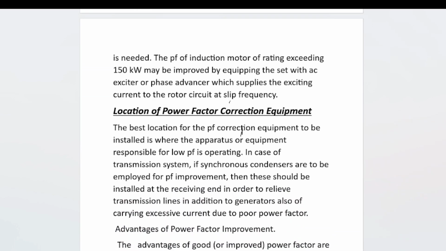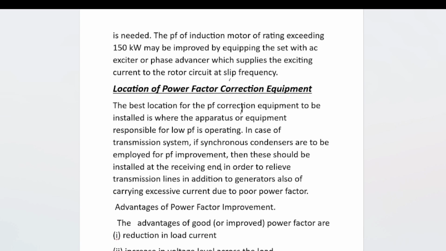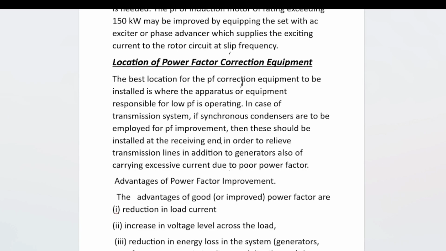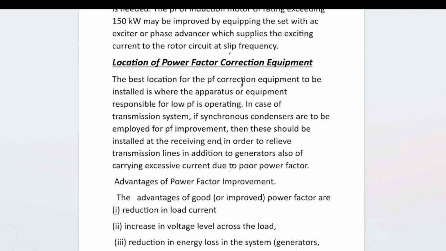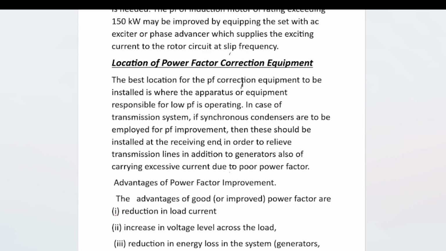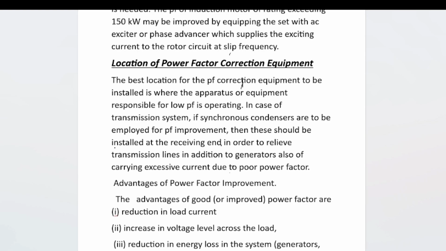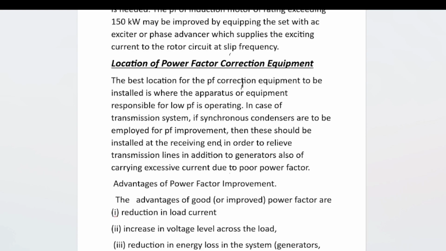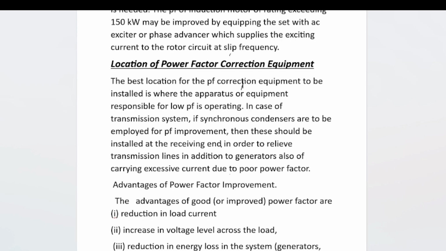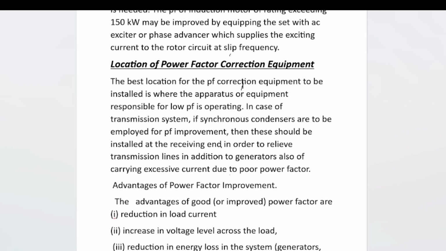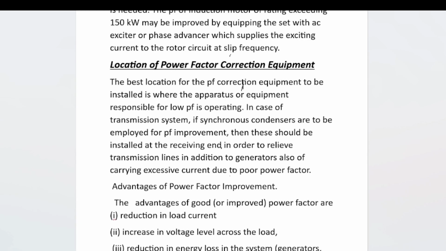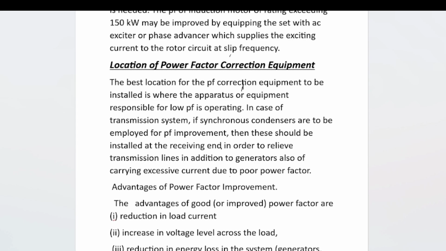Now we discuss the location of the power factor correcting equipment. The best location for the correction equipment is where the apparatus responsible for low power factor is operating. In the case of a transmission system, if synchronous condensers are employed for power factor improvement, they should be installed at the receiving end in order to relieve the transmission lines, in addition to the generators, of carrying excessive current due to poor power factor.